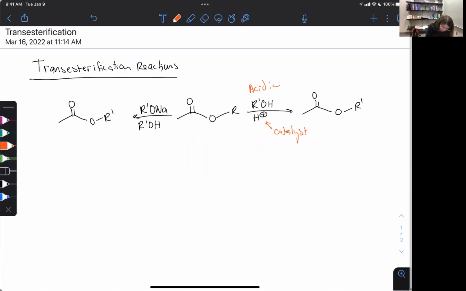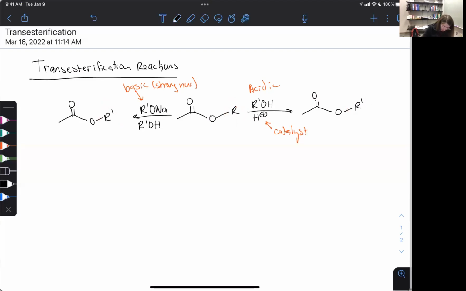Or we can have basic conditions where we're using more like a strong nucleophile, like an O- that is actually attacking the ester. So these are basic. We got a strong nucleophile. Okay, so we can do both of those options for transesterifications where we're starting with one R group and we want to get to some other R group. So we just want to switch it up to a different type of ester.